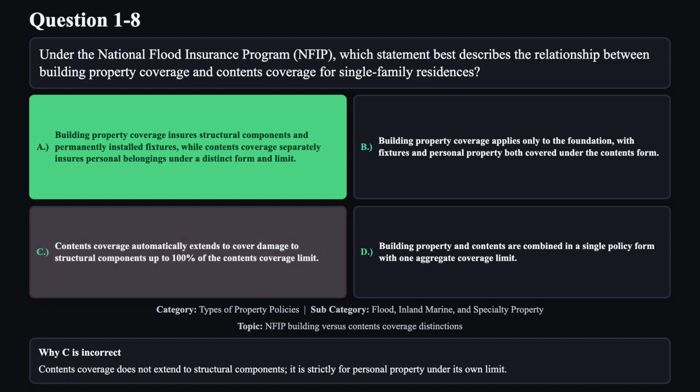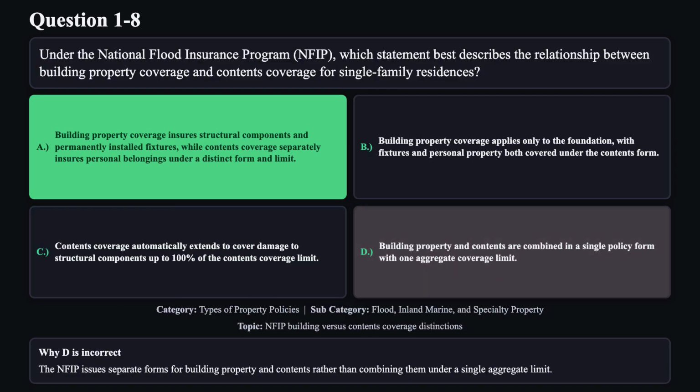Reason C is not correct. Contents coverage does not extend to structural components. It is strictly for personal property under its own limit. Reason D is not correct. The NFIP issues separate forms for building property and contents rather than combining them under a single aggregate limit.